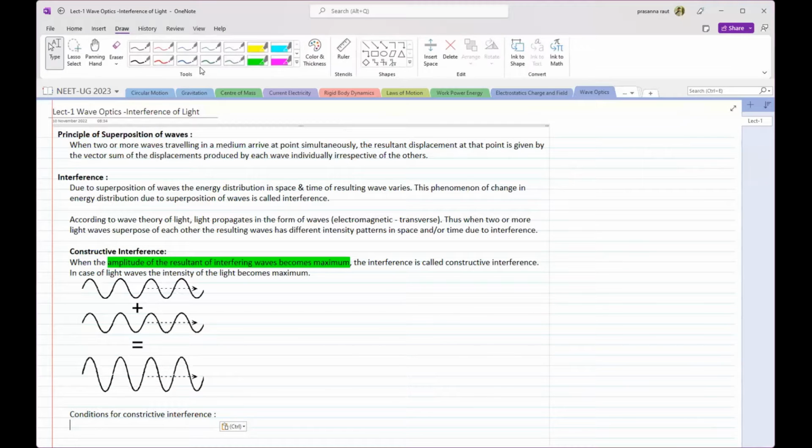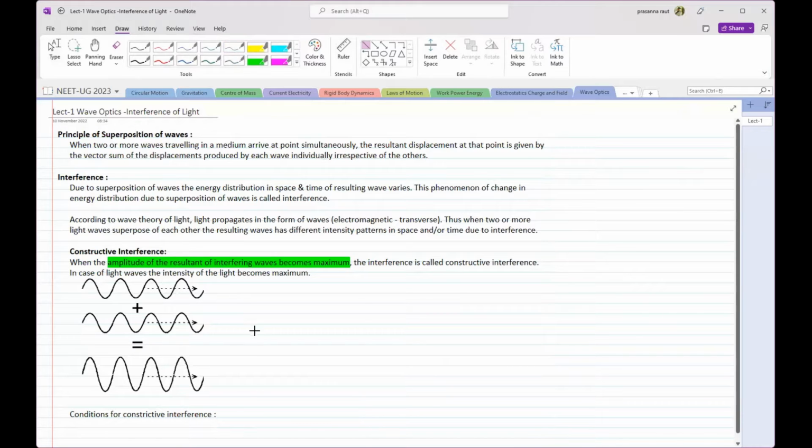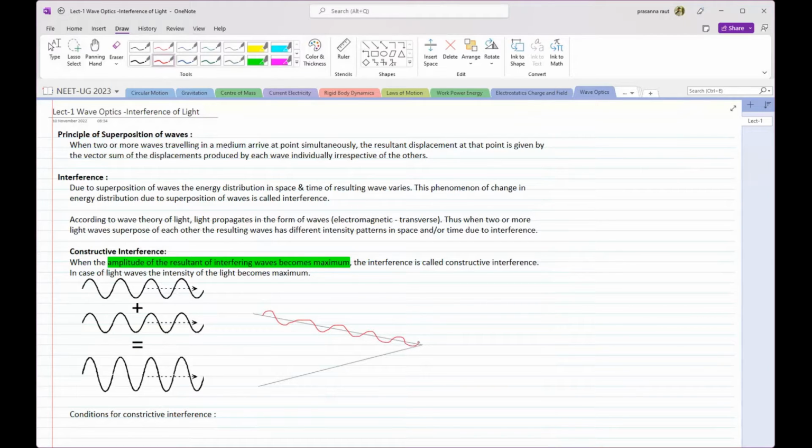Say suppose, I cannot show it on one line, so what I'm doing is I'm drawing two lines. Suppose a wave travels like this. Actually, it has to be a straight line on a single line, but that I cannot show. Say crest, trough, crest, trough, crest, trough, crest, trough. This is the way your wave is coming to this point.